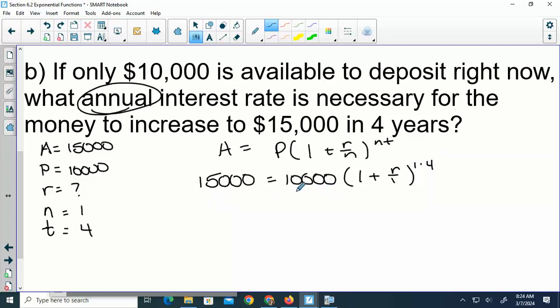What would I do with my 10,000? It's multiplied, so we would divide. So 15,000 divided by 10,000 would be 1.5. 1 plus all of the ones just R to the 4th. Then what would we do?